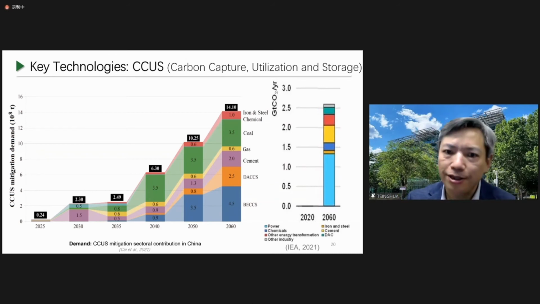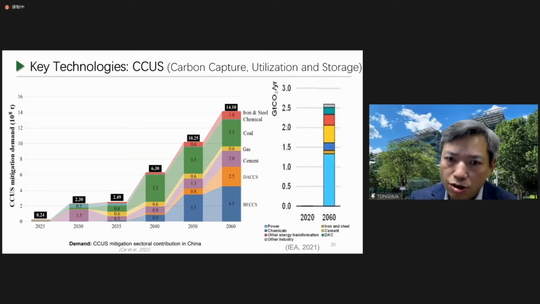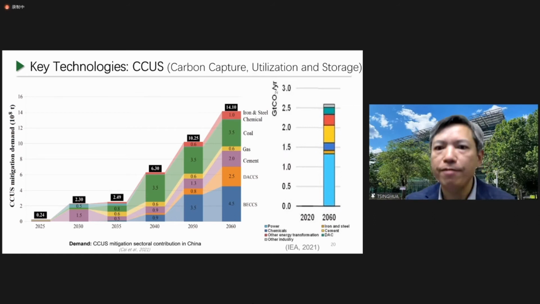For the deployment sectors, CCUS focuses initially on reducing emissions from existing large sources, including coal plants, iron and steel plants, cement plants, but later on, it will play a growing role in removing carbon from the atmosphere via BECCS and DACCS to balance the remaining emissions from the most challenging sectors. This type of deployment will account for 50% of CCUS in 2050.